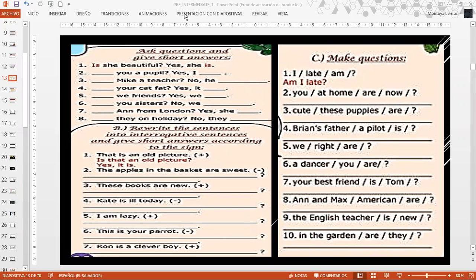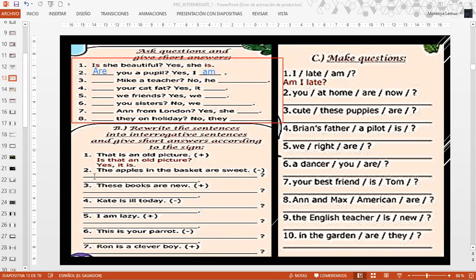Now look, let's work on the first section. What you have to do is complete the question here. Is she beautiful? Yes, she is. What about this? What is the form to complete this question? Are you a pupil? The answer is yes, I am. Okay. Very good.